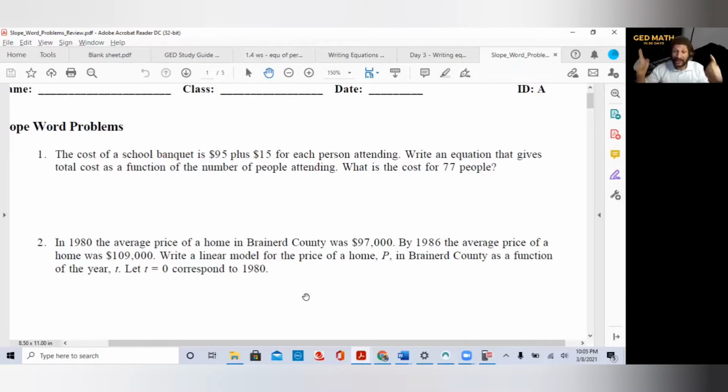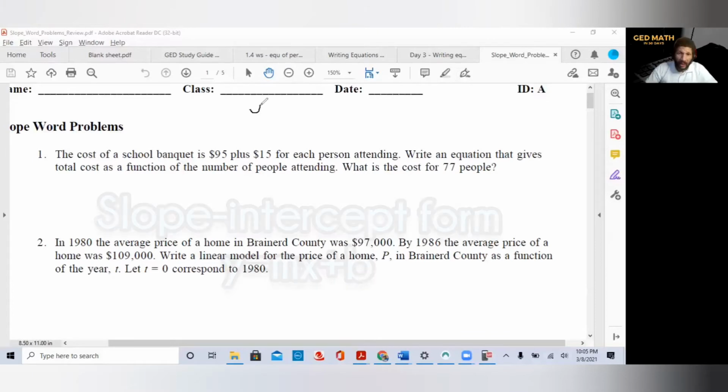Well, I'm here to show you today that you won't have any more problems with determining the linear equation from a word problem. So first of all, no matter how many people come, how much is it going to cost? No matter if zero people come, 10 people come, 100 people come, how much is it going to cost? Well, I hope you answered $95. Why? Because the cost of the school banquet is $95 plus $15 for each person attending. So it doesn't matter. The $95 isn't determined by how many people come.